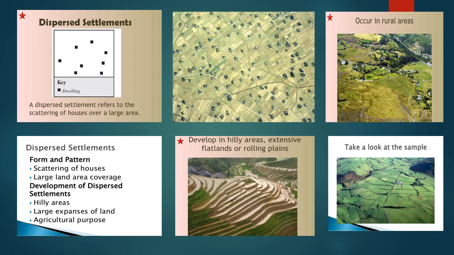So again, I'll repeat that the dispersed settlements means the scattering of houses, large land area coverage, and they are generally found in hilly areas, large expanses of land, and the main business is agricultural activity.